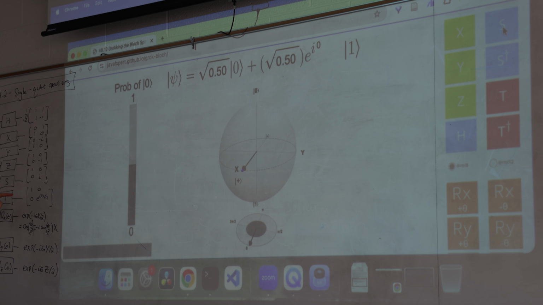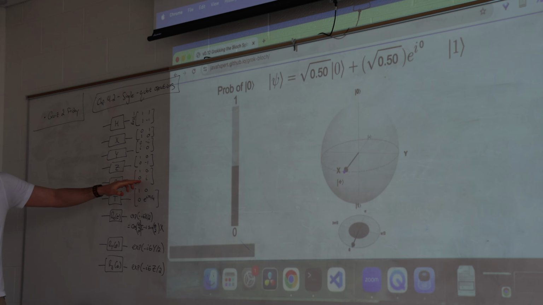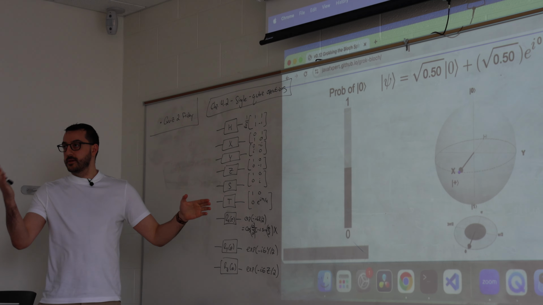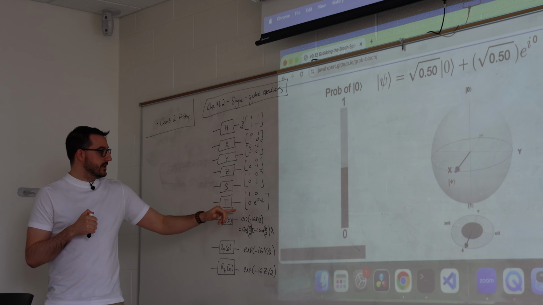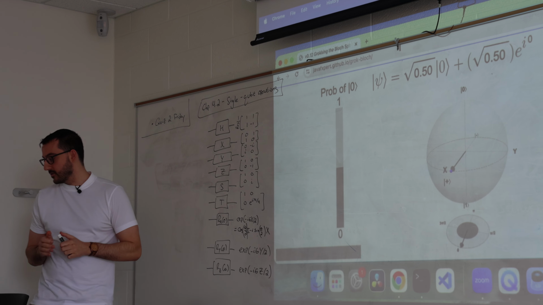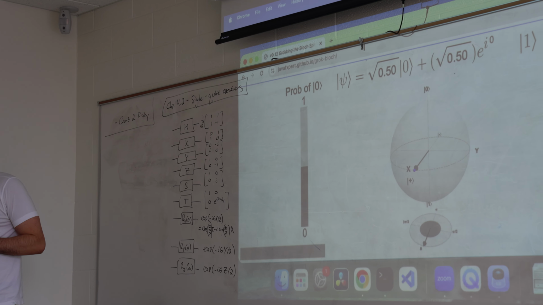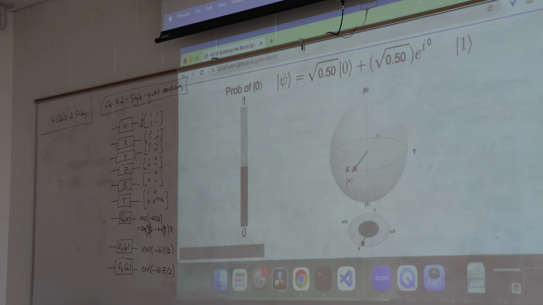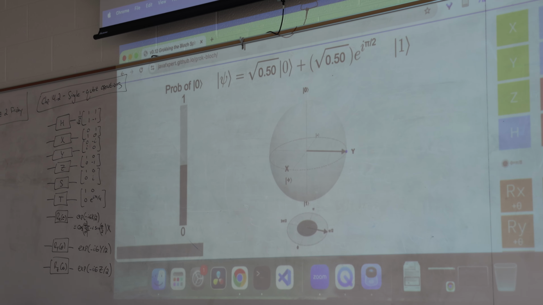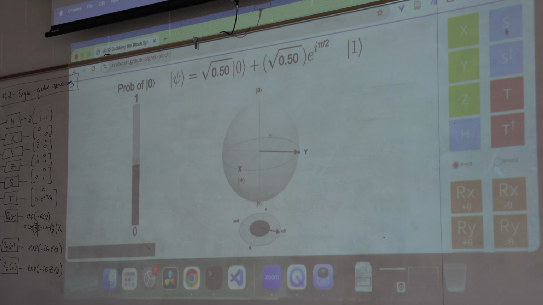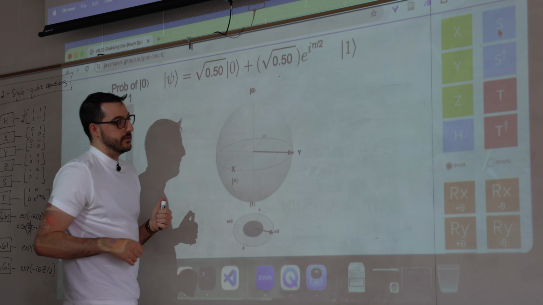S being the square root of z. So that would be halfway between. And then T being the square root of that. So that would be a quarter of the way between. So now if I do, for example, an S gate, I'm on the equator of the Bloch sphere, rotating around the z-axis a quarter of the way.